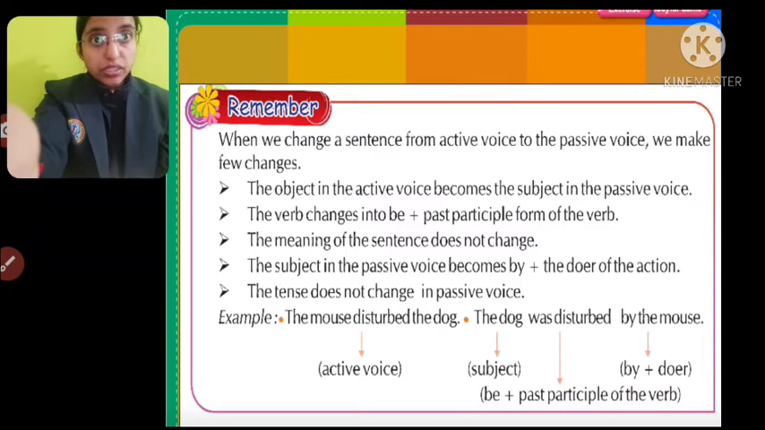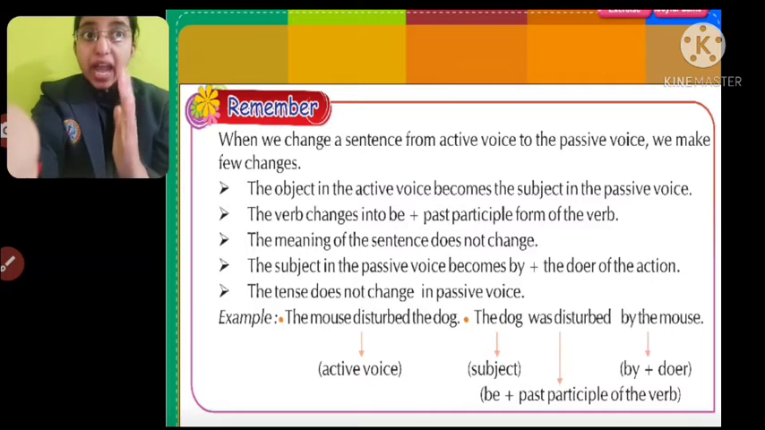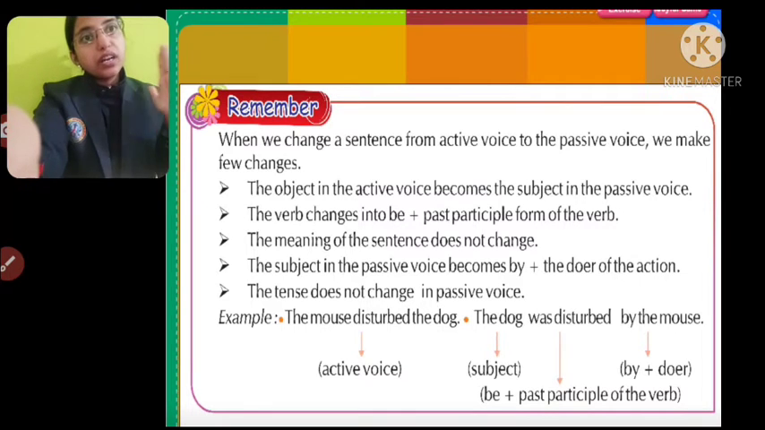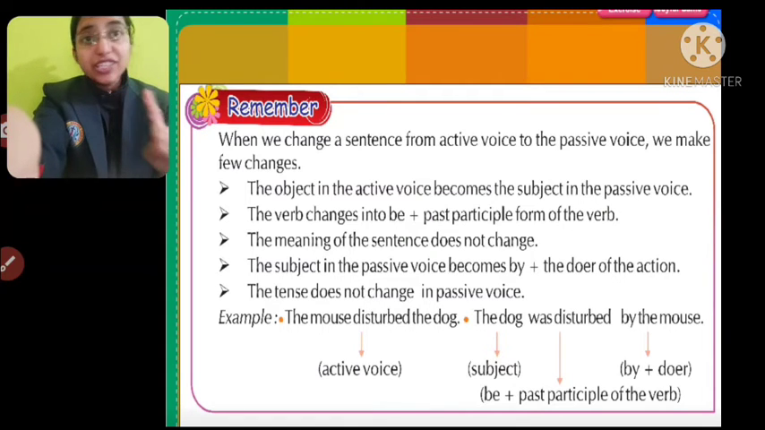Very very important. हमें meaning change नहीं करना है. The subject in the passive voice becomes by plus the doer of the action. The tense does not change in passive voice.